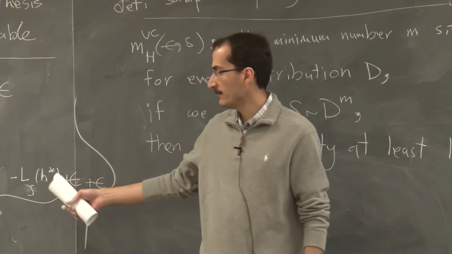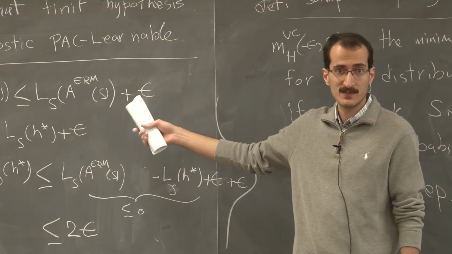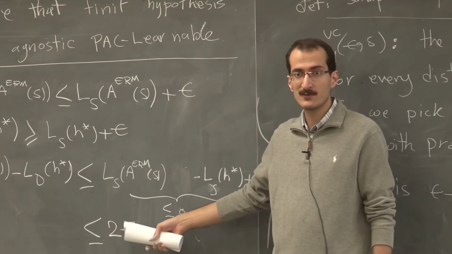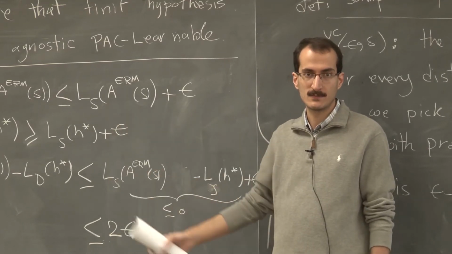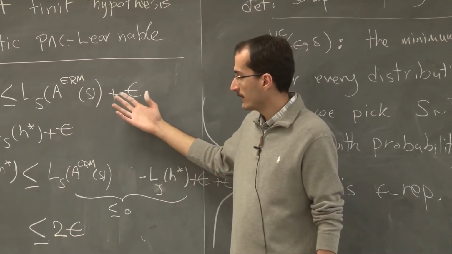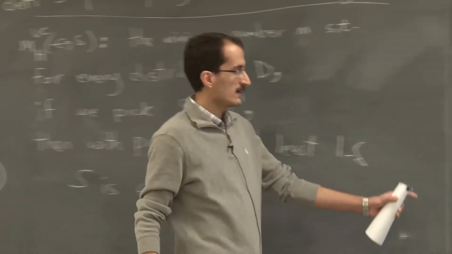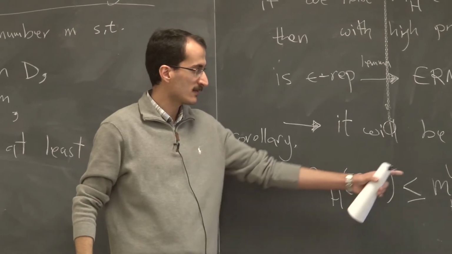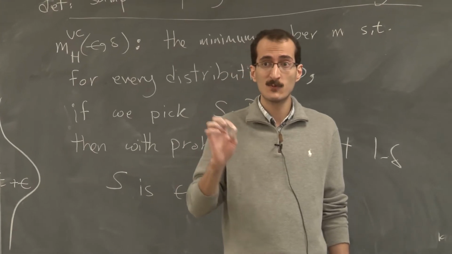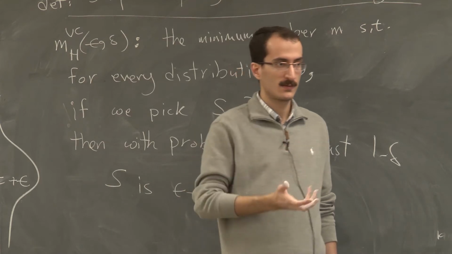So the lemma says that if you are epsilon uniform convergent or epsilon representative, then you have error of 2 epsilon. So in order to have error of epsilon, you need to be epsilon over 2 representative. So I could write it from the beginning that if I am epsilon over 2 representative, then I will have error of epsilon. Here, in order to get an error of epsilon, the uniform convergence needs to work on a smaller error threshold. So it's tougher.